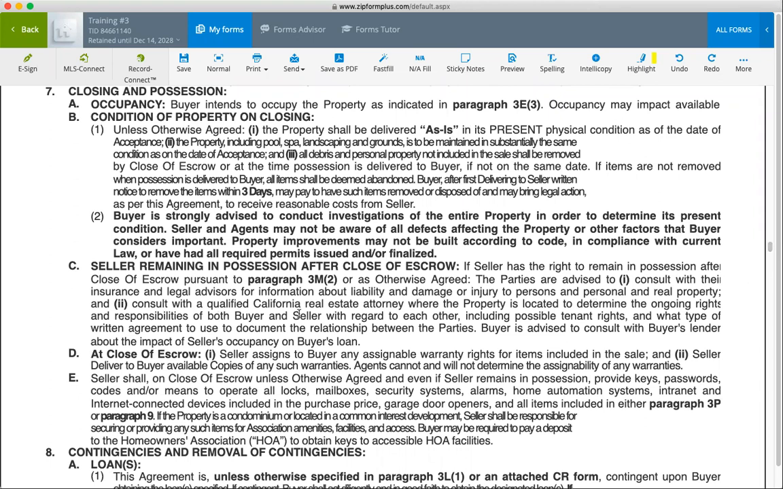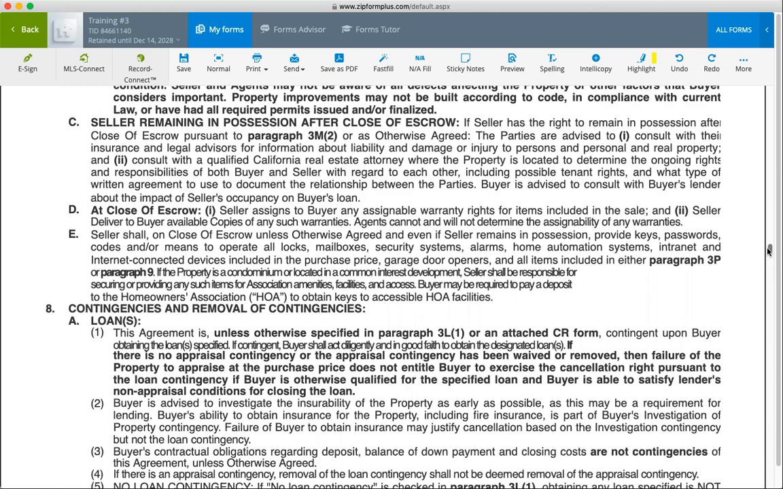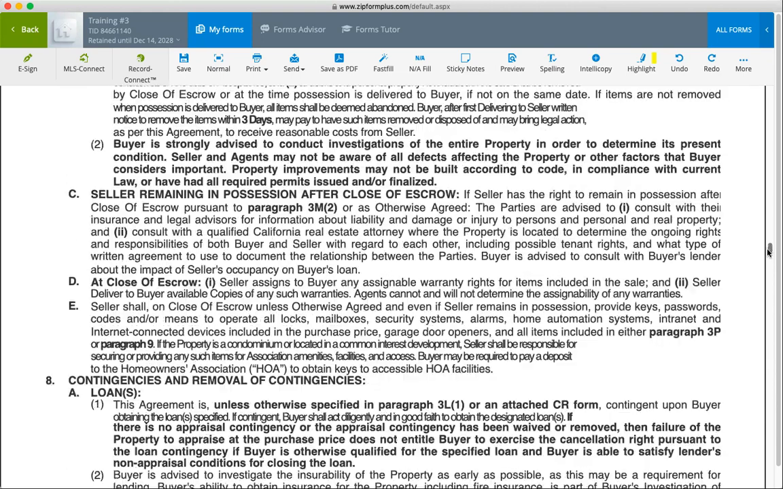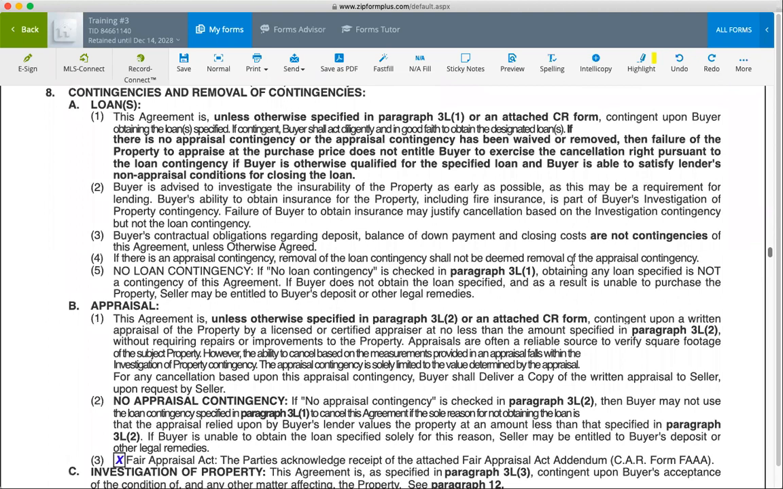The seller's remaining in possession after close of escrow. That's where we got that COP form. I'm sorry, what was it? The seller in possession, the SIP form. And it talks about different things that are going to happen at closing there. Contingencies and removal of contingencies. Here it talks about removing the loan contingency.